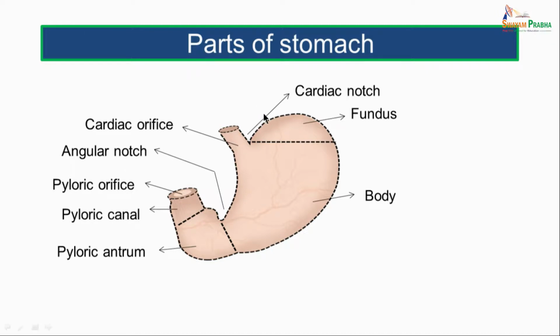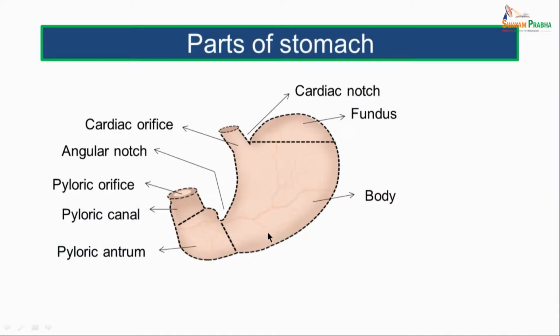The parts of the stomach. If we draw a horizontal imaginary line starting from the cardiac notch and going towards the greater curvature, this dome shaped area which is lying above this imaginary line is what is called the fundus of the stomach. If we see the lesser curvature, there is an indentation there which we call as the angular notch or the incisura angularis.